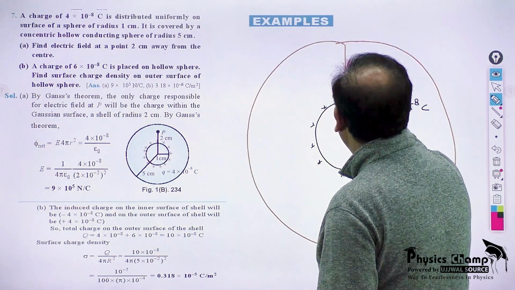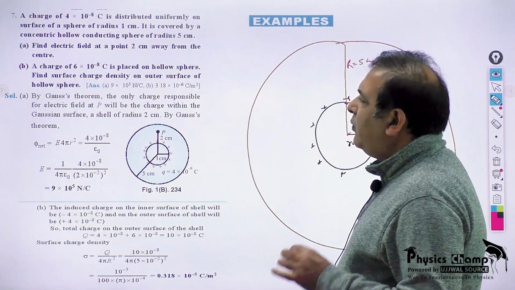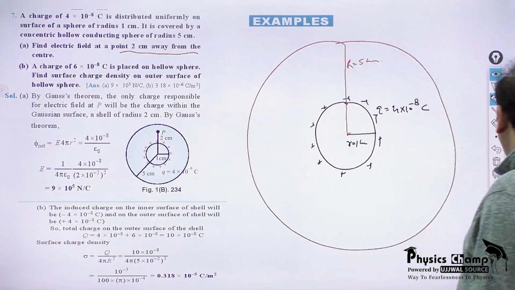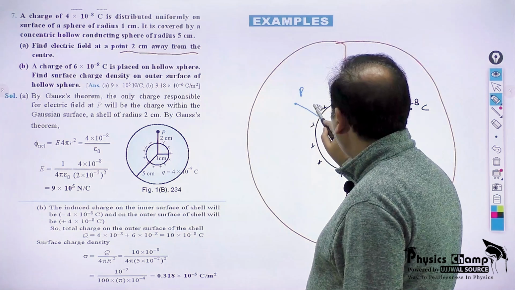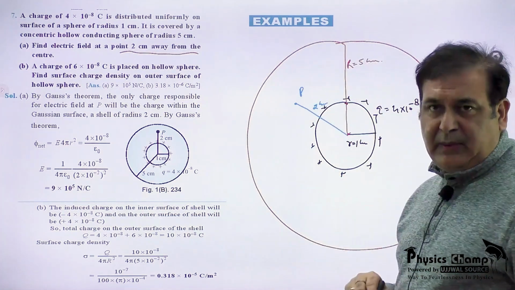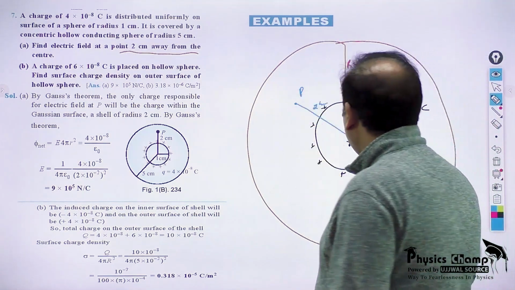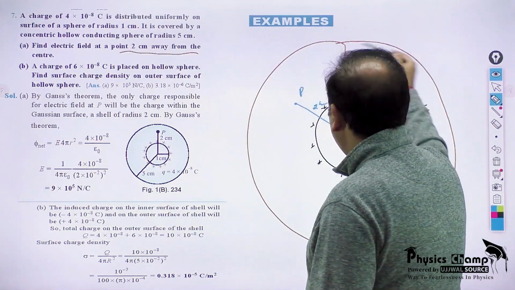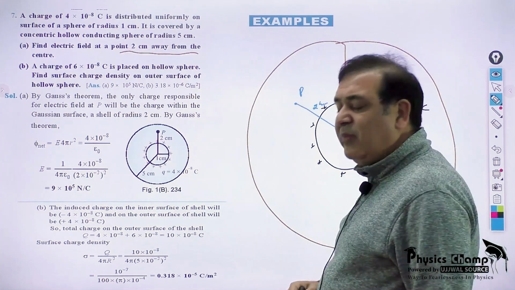Now first part, nothing is told about how much is the charge on this. First part, find the electric field at a point 2 centimeter away from the center. So here in the first part, I have a point P here which is 2 centimeter from the center. How much is electric field at point P? So answer is clear, because there is no charge on it. It won't provide any electric field, and moreover, if it has some charge, it will not provide any electric field within its own shell, within its own surface.